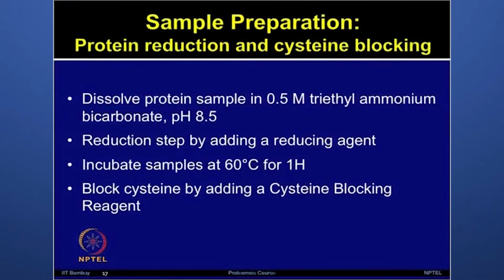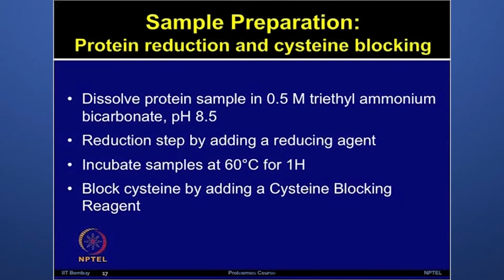So, in the sample preparation, the first part is protein reduction and blocking of cysteines. First, dissolve the protein sample in 0.5 molar triethylammonium bicarbonate at pH 8.5. Then perform a reduction step by adding a reducing agent. Incubate the samples at 60 degrees for an hour.